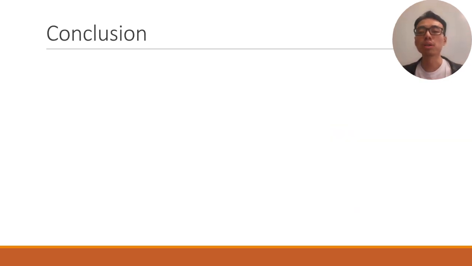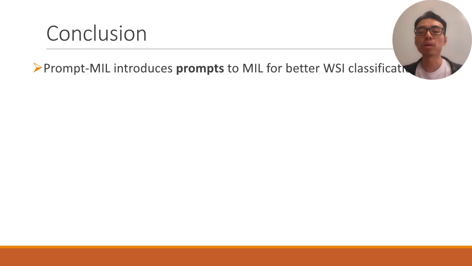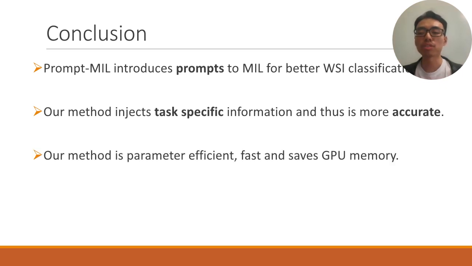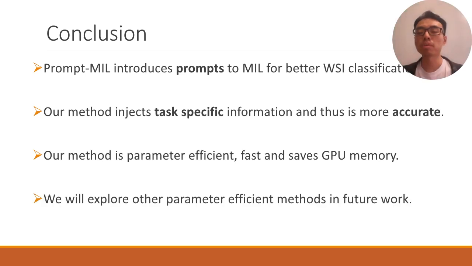To conclude, we introduce a new framework, PromptMIL, which introduces prompts to multiple instance learning for better whole slide image classification. Our method injects task-specific information and is thus more accurate. Our method is also parameter efficient, fast, and saves GPU memory. We'll explore other parameter-efficient methods in the future.